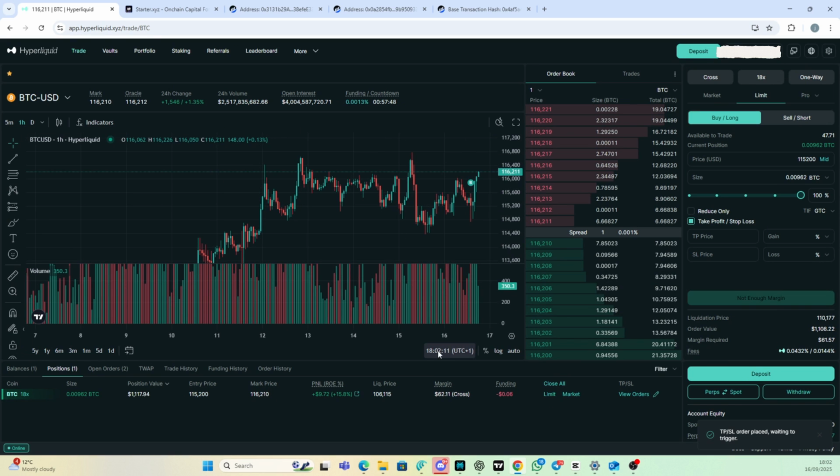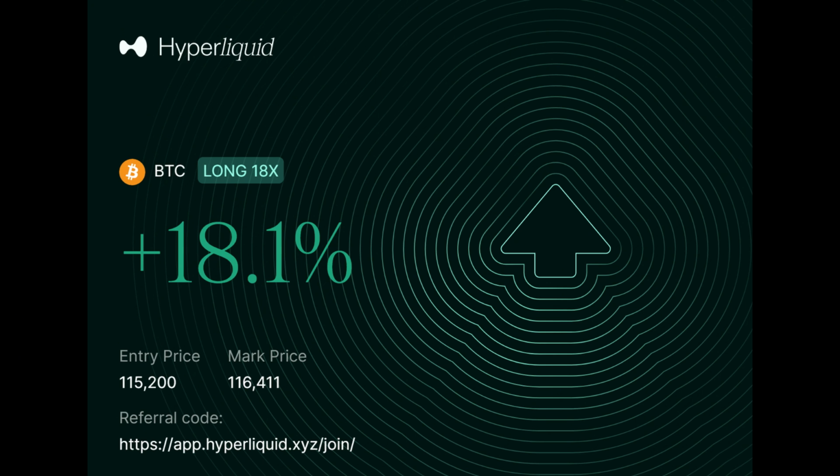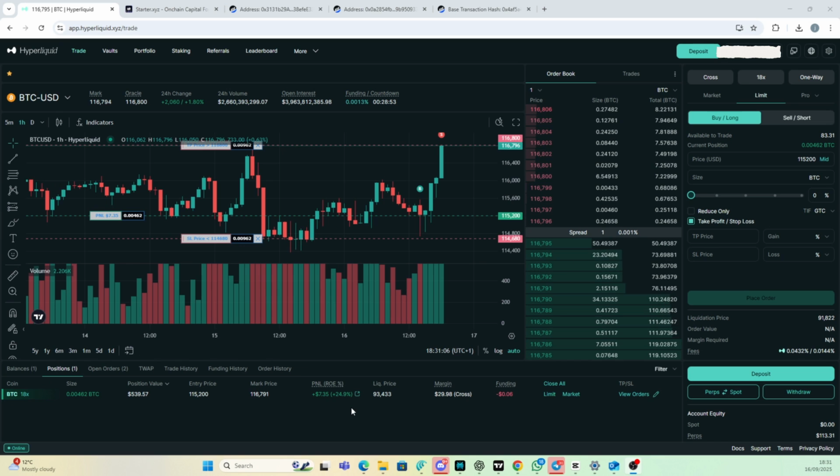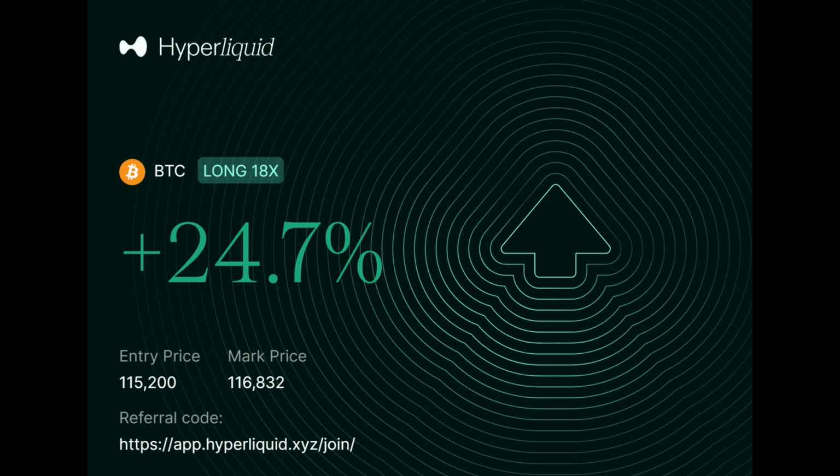And so coming back, we can see we've been ticked in and we've pushed through. So we have our first take profit here, 18% at 116,400. And here we go. That is full profit, 116,800. So we have locked in a 25%. And so that is trade number one, closed for a $13 profit. So that is a 13% return on day one.